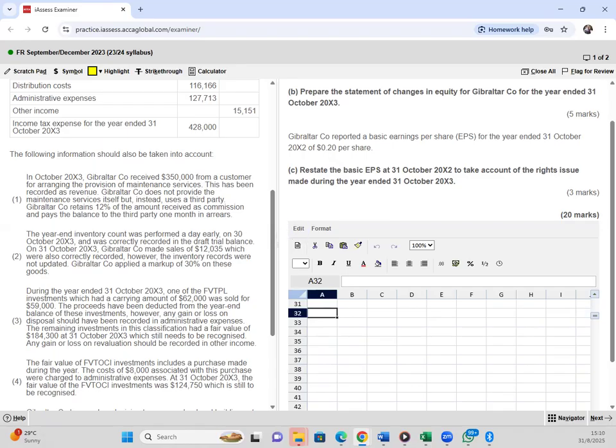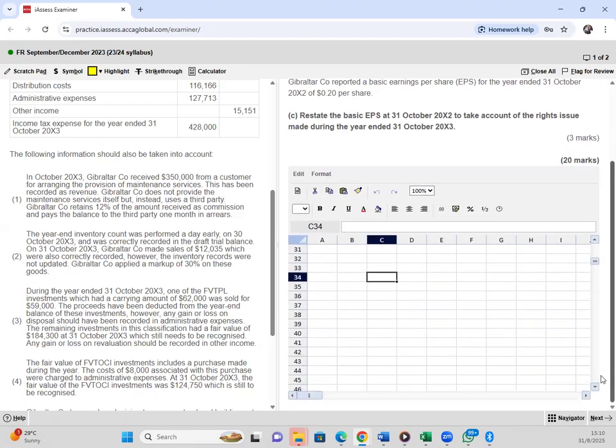So on the question, what are they saying? In October 2023, G Company received 350 from a customer for arranging for the provision of maintenance services. This has been recorded as revenue. So that one is wrong. Recording the whole amount as revenue is wrong. Why? Because we are acting as an agent. So if you're acting as an agent, what you need to record as revenue is only your commission. So we need to adjust the income statement.